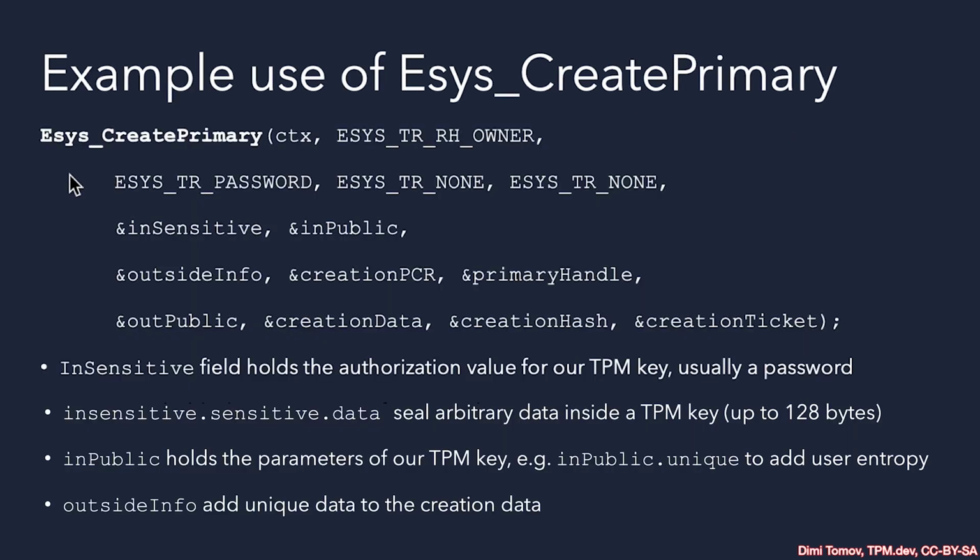And here is an example use of ESYS create primary, with all the function parameters populated. We also need to have these variables to store the outcome of the operation. And here comes the in sensitive field, which usually holds the authorization value for the TPM key we just mentioned, the in public, the parameters such as ECC, RSA, size, and so on. And outside info holds the arbitrary data. This is how we sealed user arbitrary data in TC 1101 using TPM2 tools. Here we can do it using the ESAPI.